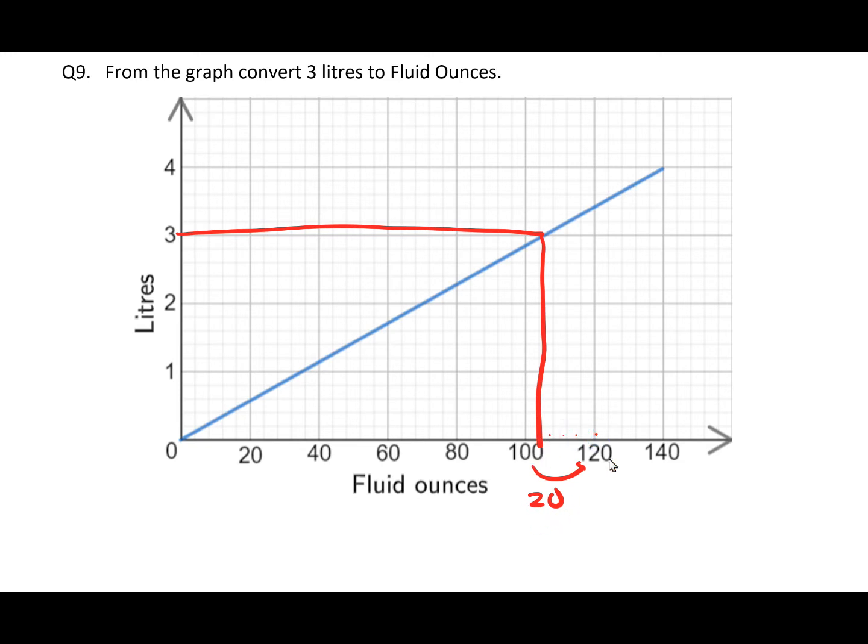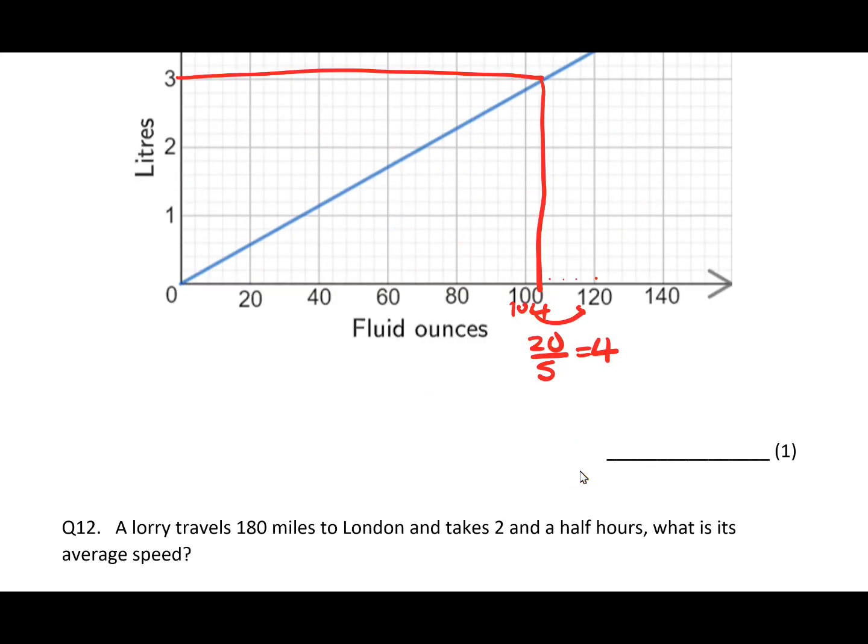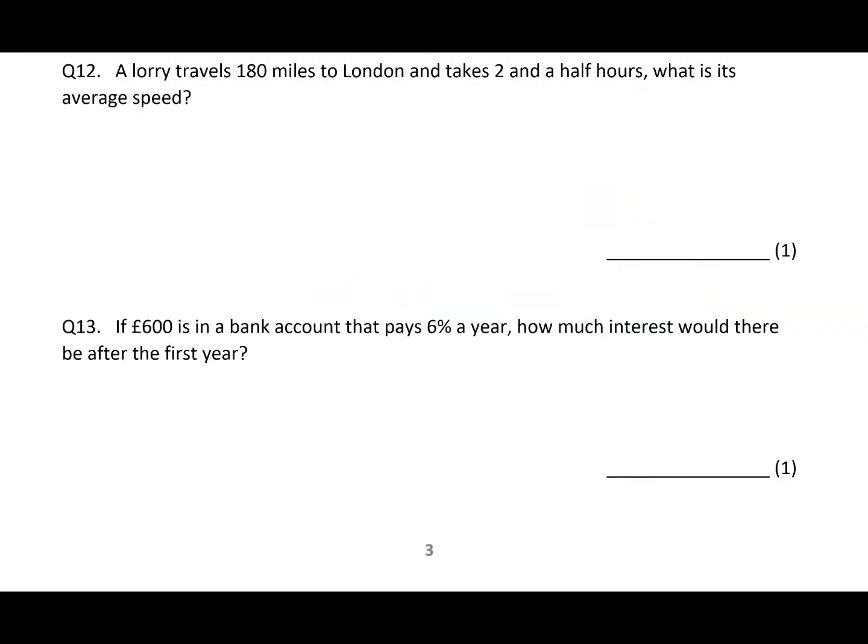5. So the difference between 100 and 120 is 20. Divide it by 5 means 20 divided by 5 is 4. So each one of these smaller squares is worth 4. So my reading is 104. So for 1 mark on the answer line, put 104 fluid ounces. Question 12. A lorry travels 180 miles to London and takes 2.5 hours.